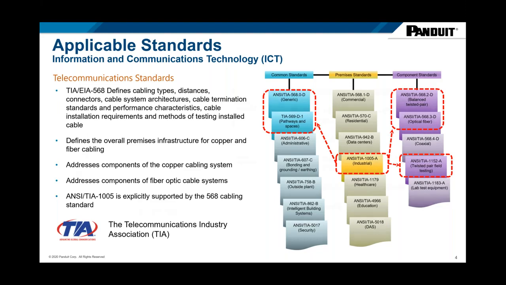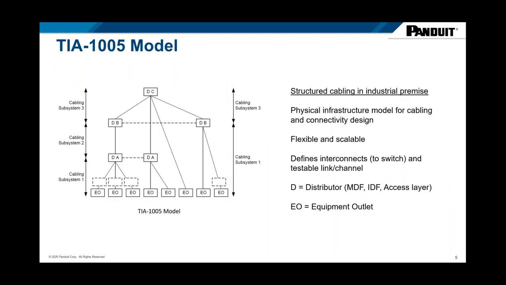So to give you a little familiarity and set up on what the industrial standard is, TIA 1005A, this is the cabling and connectivity model. And conceptually, it starts at the bottom where it says EO, or equipment outlet. There are 2 and sometimes 3 sets of patching systems or distributors on the way up to the network core at the top. From the bottom up, these are depicted as distributor A, distributor B, and distributor C.